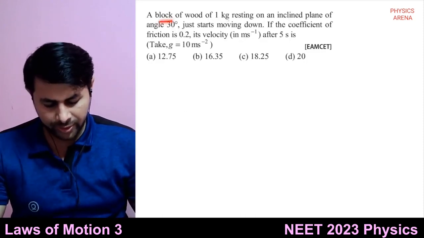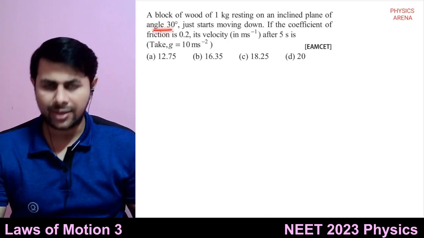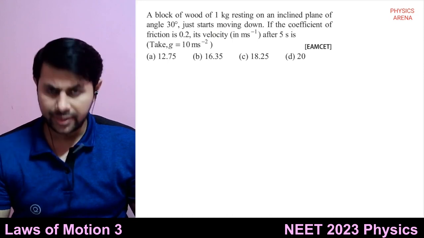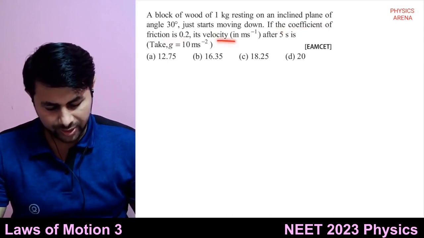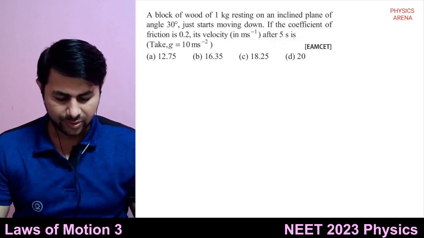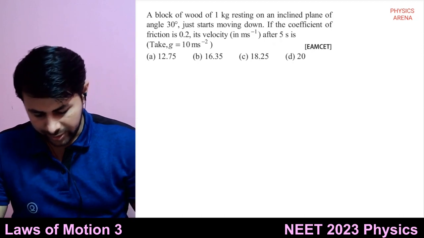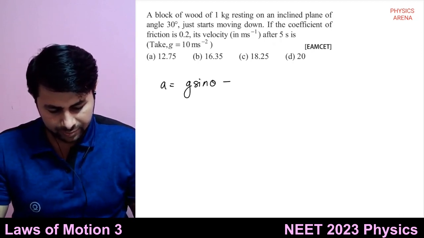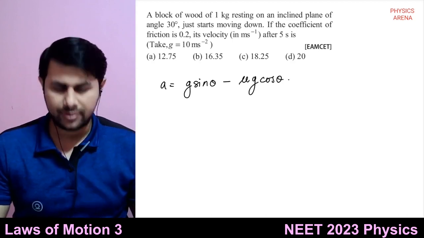A block of wood of 1 kg resting on an inclined plane of angle 30 degrees just starts moving down. Okay, again an inclined plane. If the coefficient of friction is 0.2, its velocity after 5 seconds is? Okay, so now we have to find out the velocity. So what is acceleration? g sine theta minus mu multiplied by g cos theta.